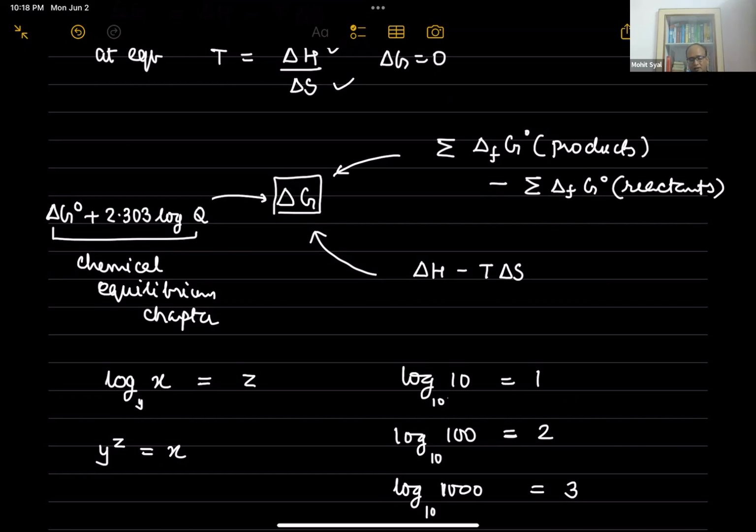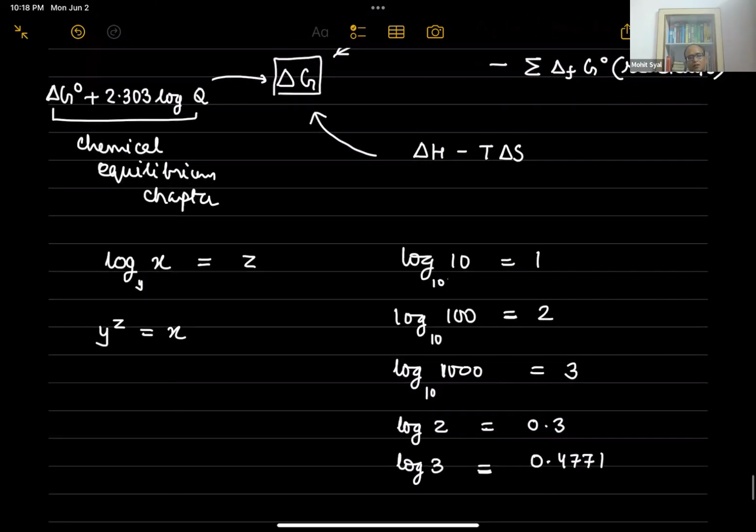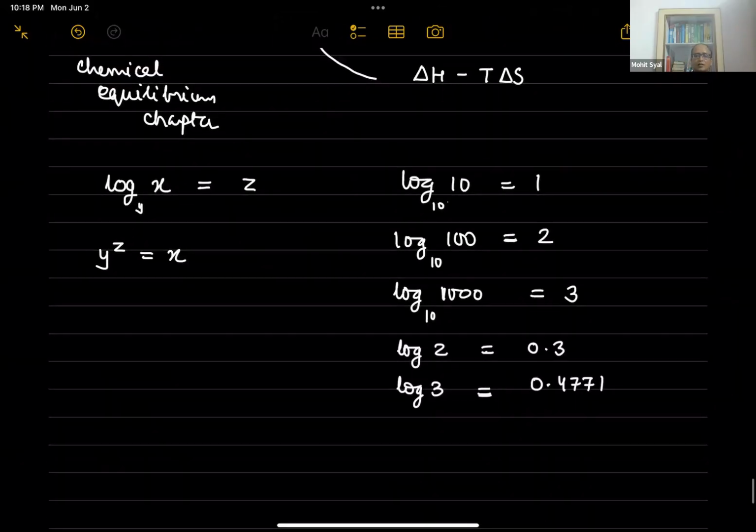This we are going to discuss in detail in the chapter of chemical equilibrium. We are having this whole discussion, so don't worry about this. Okay. Now move on to the third law of thermodynamics. Okay, what is the third law of thermodynamics? Can you tell me?